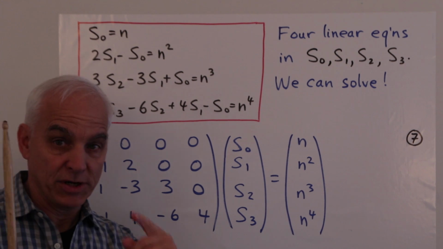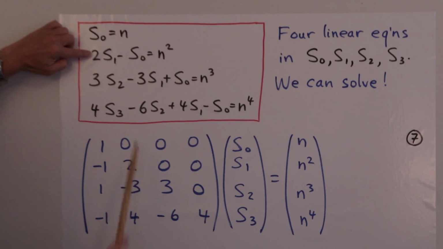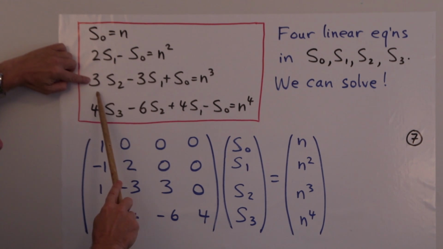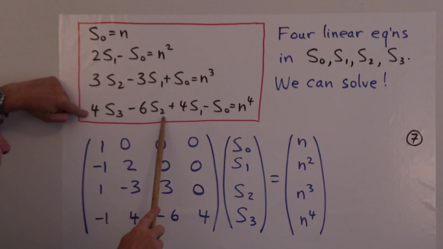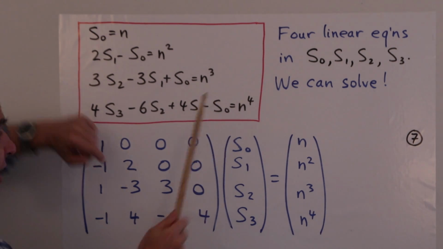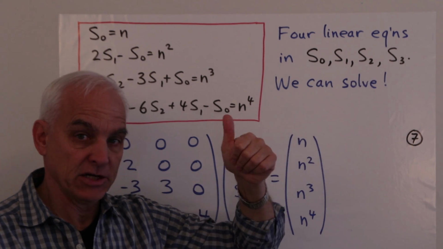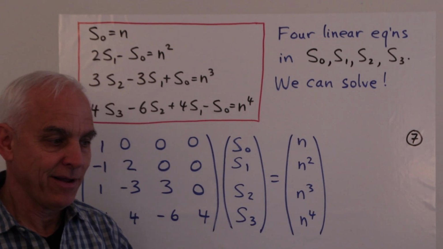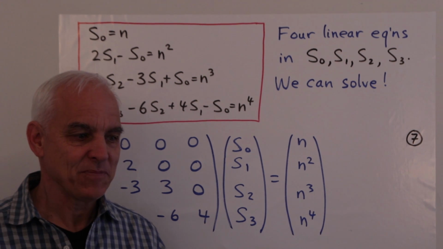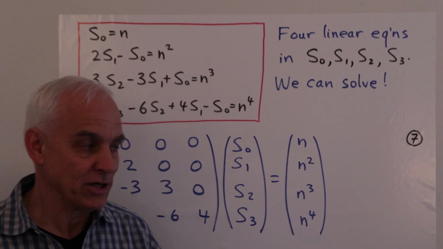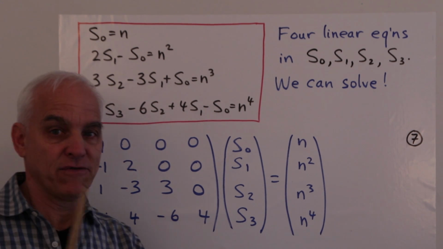All right, so to summarize what we just did on the previous slide, here are the 4 equations that we got. S0 equals n, 2s1 minus s0 equals n squared, 3s2 minus 3s1 plus s0 equals n cubed, and 4s3 minus 6s2 plus 4s1 minus s0 equals n to the 4th. And these are 4 linear equations in S0, S1, S2, and S3, and so we can solve them. That's what linear algebra does. It solves systems of linear equations for us. And it does so very conveniently if we write things in matrix form.